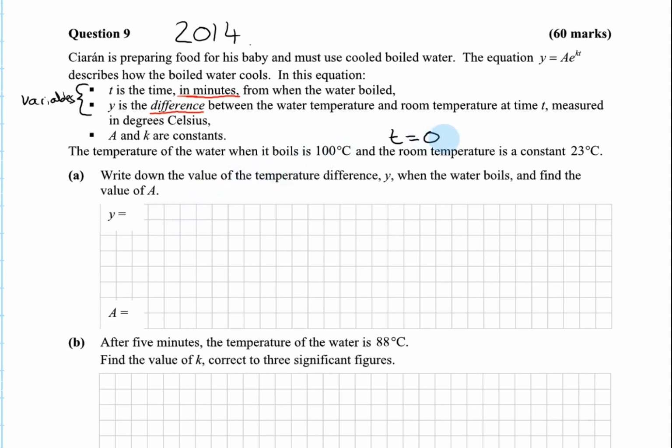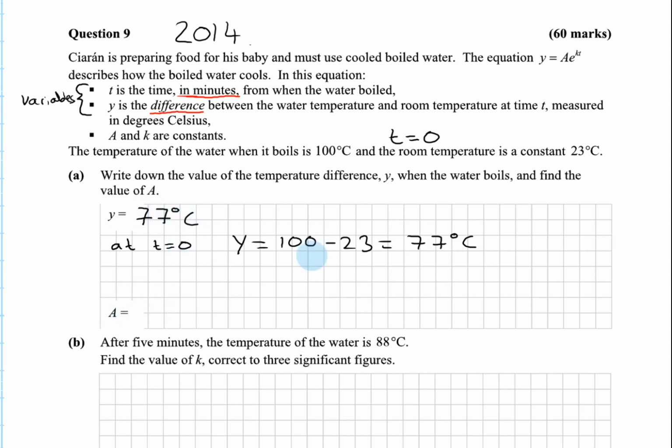So basically, we can say at T equals 0, Y is going to be equal to the difference between 100 and 23, which is 77 degrees Celsius. So here is 77 degrees Celsius.